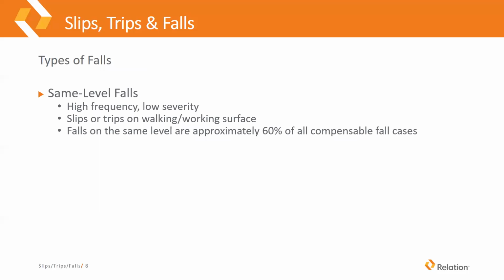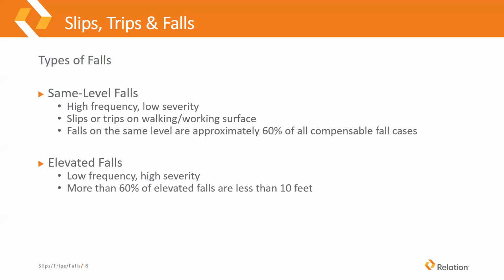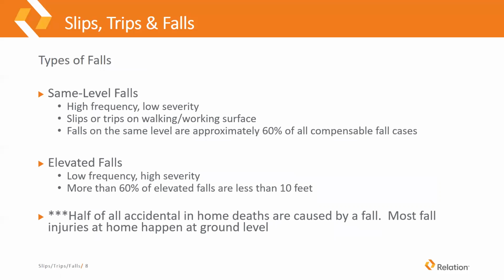It's when you slip or trip on a walking or working surface, and falls on the same level are approximately 60% of all compensable fall cases. Then we have elevated falls, which are low frequency, but when they happen, the injuries are going to be more significant. Half of all accidental in-home deaths are caused by a fall. Most fall injuries at home happen at ground level. I thought that was interesting to throw out there.